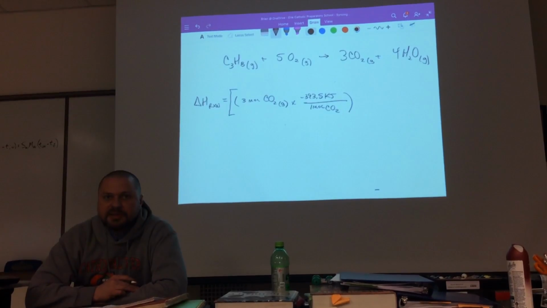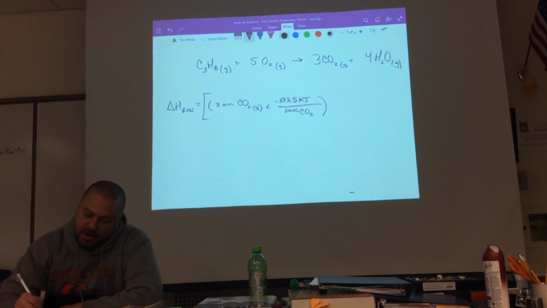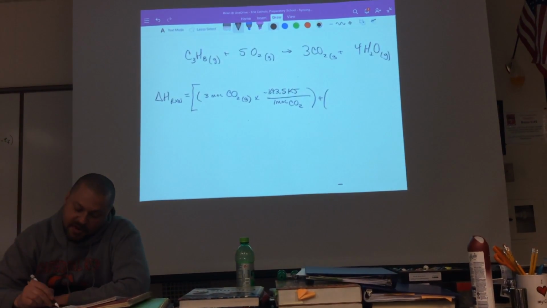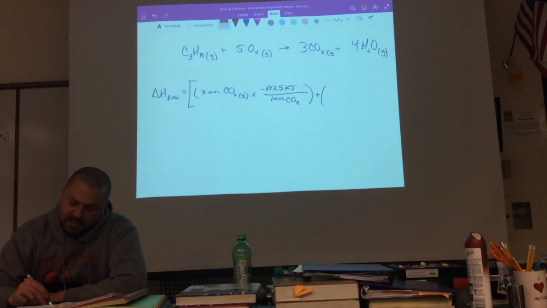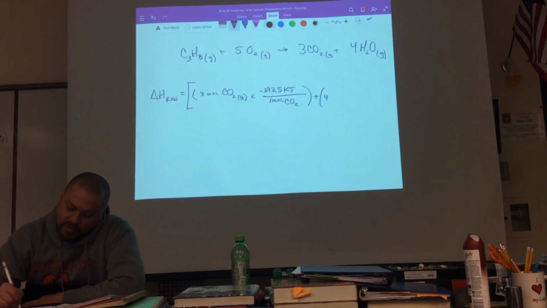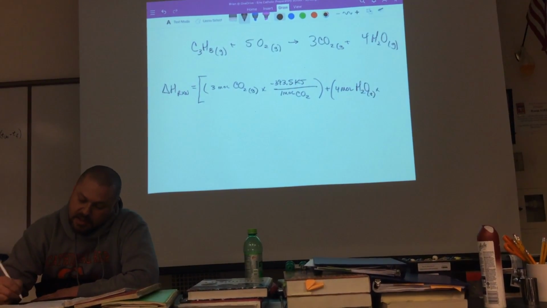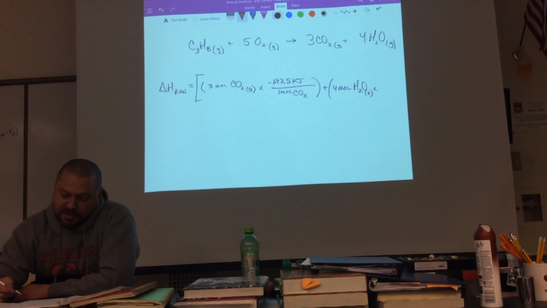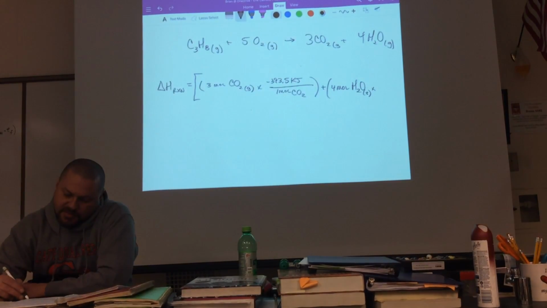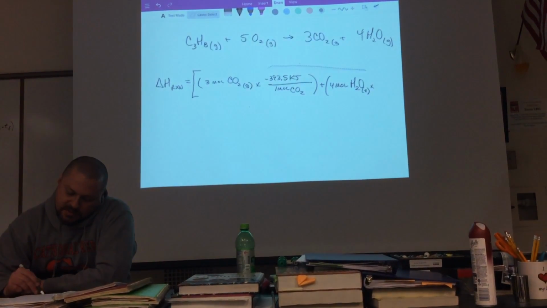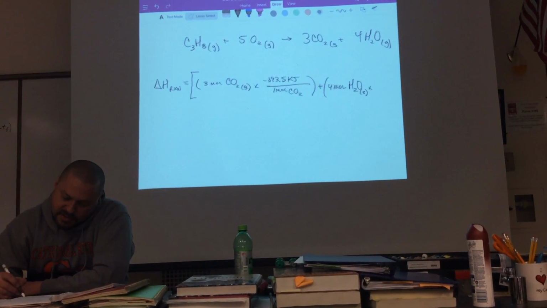Now I'm going to close that parenthesis, and I'm going to open my parentheses again because I have another product that I'm concerned with. The other product is I have 4 moles of H2O gas. And I'm going to multiply that times its enthalpy of formation, and I'm going to move this just ever so slightly so I can make sure everything fits.